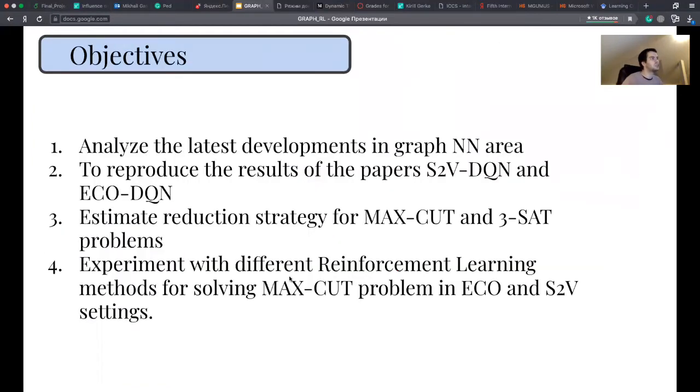Objectives of our work: at first, to analyze the latest developments in the graph neural network area. Second, to reproduce results of the papers Struczvee-DQN and ECO-DQN. Estimate reduction strategy for max cut and related subproblems. And conduct experiments with different reinforcement learning methods for solving the max cut problem in ECO-DQN and Struczvee settings.